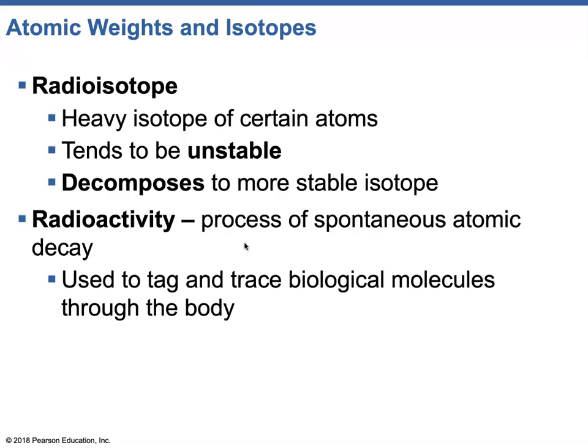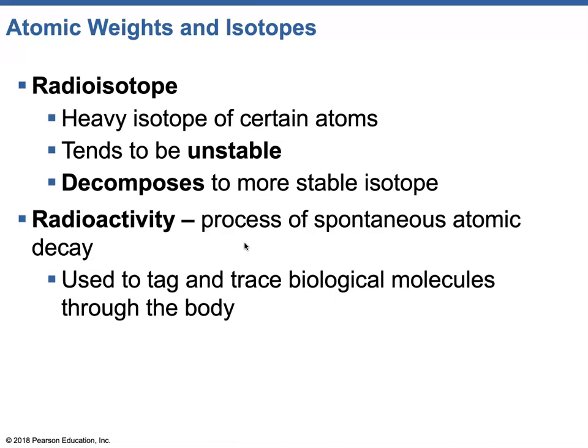Now, when you look at a radioisotope, we're looking at isotopes of certain atoms. For example, plutonium, a very common isotope that is considered to be radioactive. Uranium is another one. What happens with these is that they tend to be unstable. So what that means is that these isotopes are continuously decomposing because they want to reach stability. Isotopes don't like to be unstable. So this attempt to reach stability is what causes these things to become radioactive.